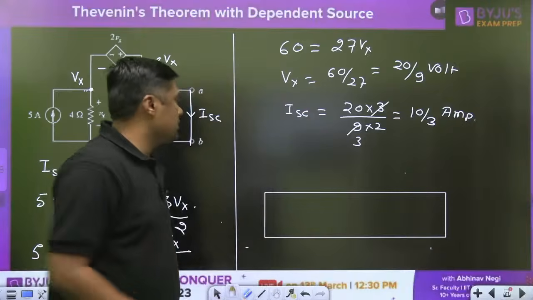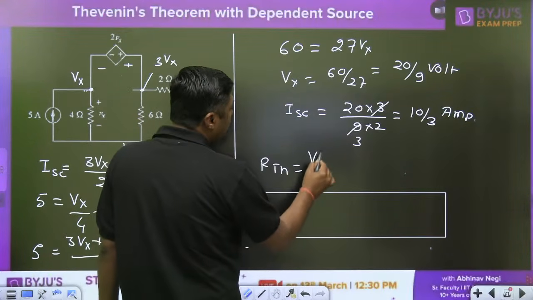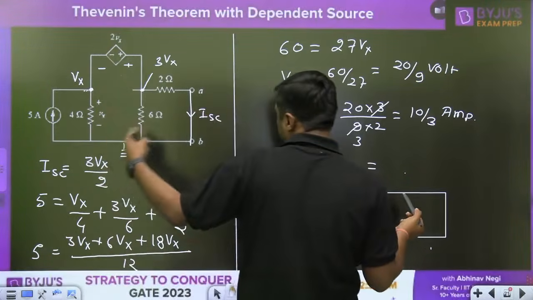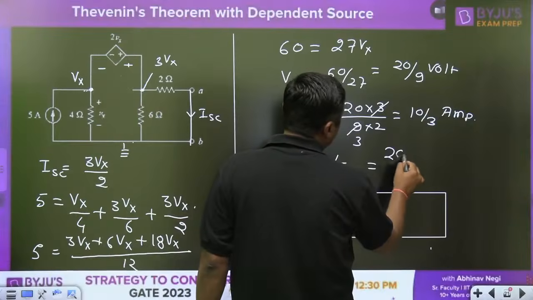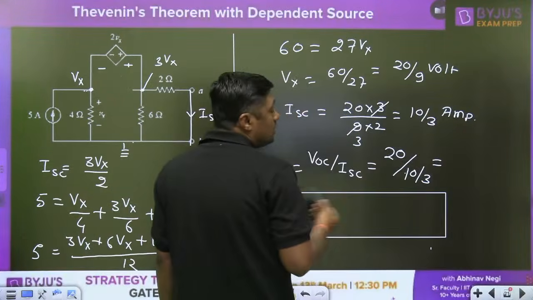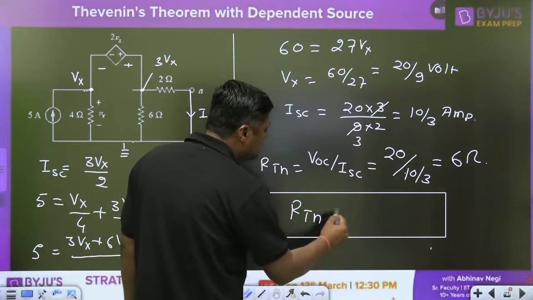Then what is the answer? What is the RTH, my dear friends? VOC upon ISC. What is the VOC? Already we have the VOC, 20 volt, divided by 10 by 3. What is the answer? 6 ohm. So RTH again we are getting the 6 ohm.